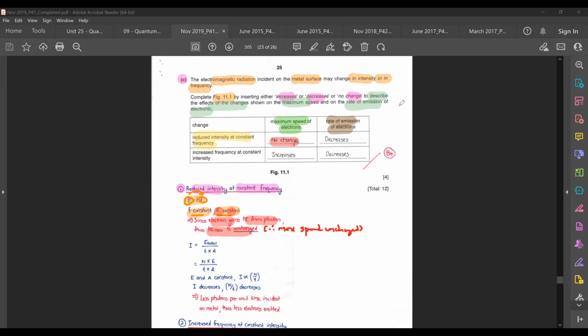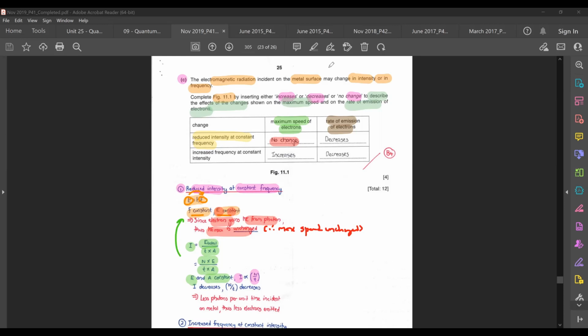But how about the rate of emission of electrons? It's something similar to what we've done just now. When you're talking about intensity, it is total photon energy divided by T then multiplied with A. That becomes N times E divided by T times A. Your photon energy now is constant because you already deduced it from the part above, and your area is also assumed to be constant. So right now, you could say that intensity is directly proportional to the photons per unit time.